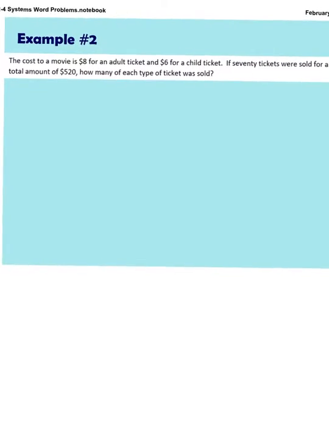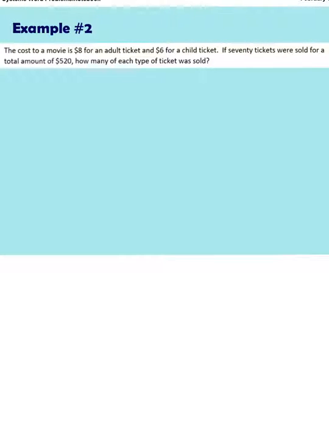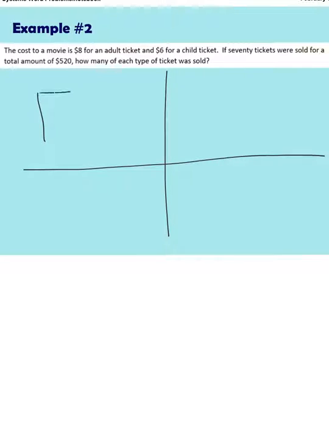So in this example, we have the cost to a movie is $8 for an adult ticket and $6 for a child's ticket. If 70 tickets were sold for a total amount of $520, how many of each type of ticket was sold? So I need to find the number of each type of ticket sold. For this one, I like to make a table of values. Anytime I have something that I'm going to multiply by a value to get a total value, I like to make a table of values. This is one of the options for a let statement.